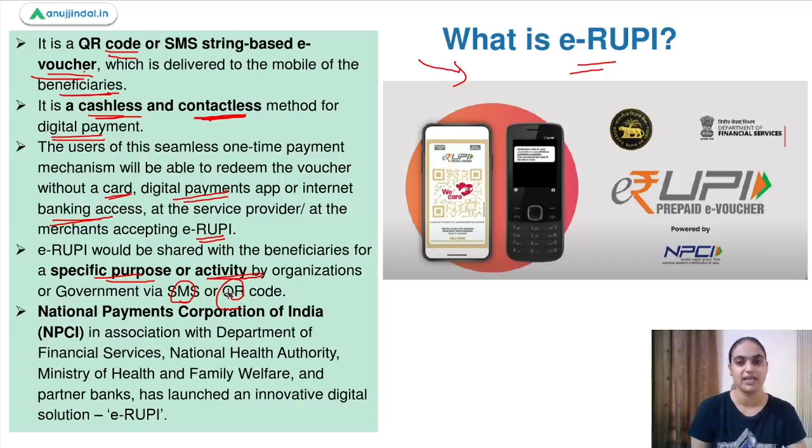So what is happening in this case? The farmer does not require a card to be able to make a payment. Neither does he need cash nor any internet banking facility. He just needs to show that message and he will get the service or the good for which the government or the corporation who has created that voucher will pay. This is the solution which this e-RUPI is going to offer.